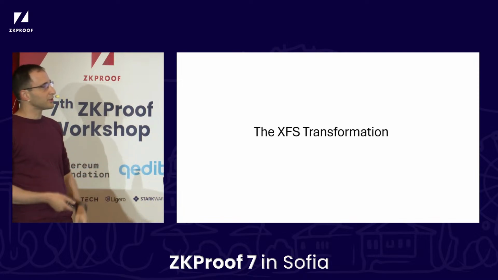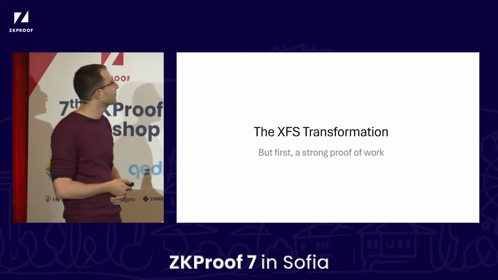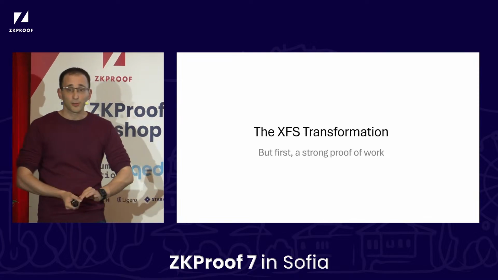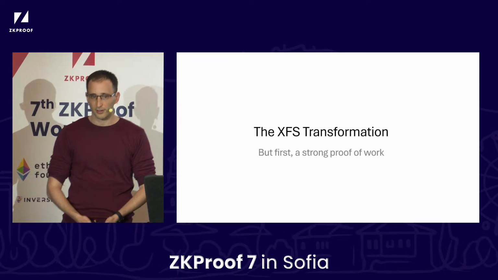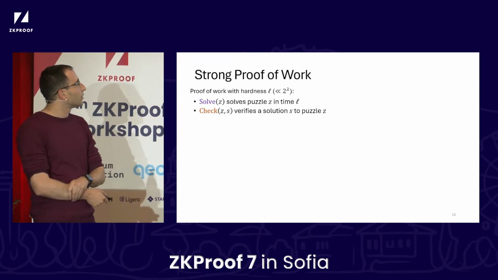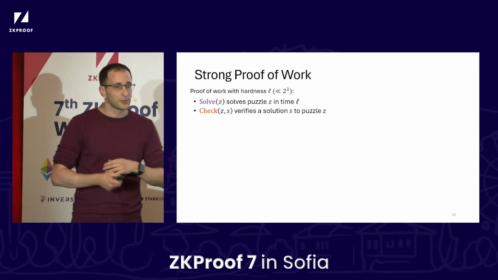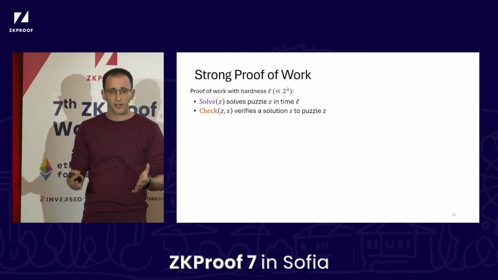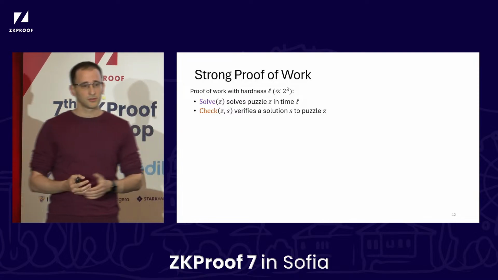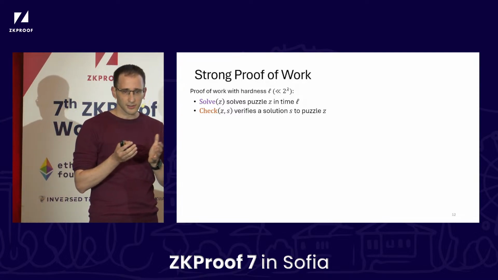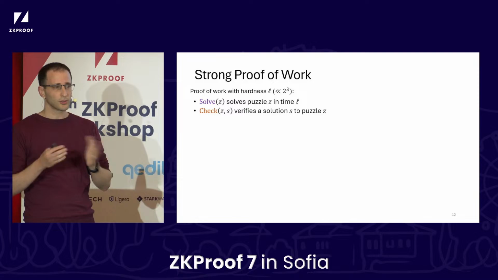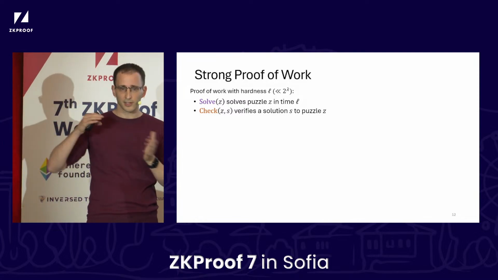So let's start by seeing the XFS transformation. To describe the transformation, I just need a proof of work, so I'm going to define the notion of proof of work that I need. A proof of work is going to be parameterized by some hardness parameter L. Think of L as being 2 to the 20, something mediumly hard. This is something that the prover should be able to compute. So it's not 2 to the lambda, it's not 2 to the 100.